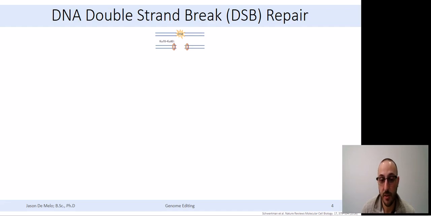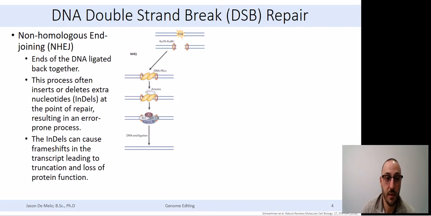Double-strand breaks, which are typically caused by the nucleases, are repaired by two general mechanisms. The first is non-homologous end joining, where the DNA is ligated back together. This often results in inserted or deleted extra nucleotides at the site of repair, resulting in mutations. If this occurs within a protein coding region or a regulatory region, this can change protein function or expression of the gene of interest.